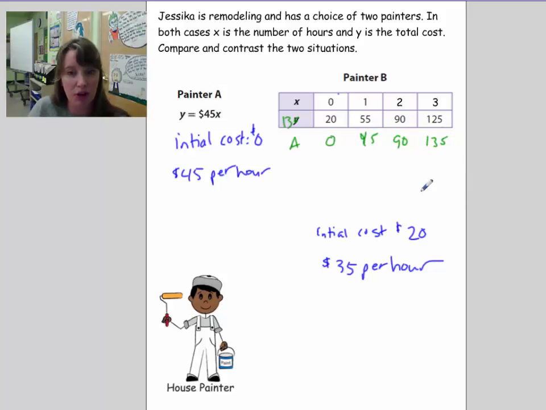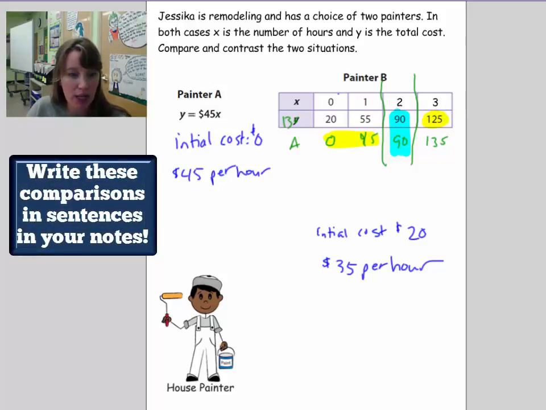So here you can see that up until hour number 1, if she only has an hour's worth of painting, it's cheaper for her to choose painter A. If she has 2 hours' worth of painting, they're both the same cost. If she has 3 hours of painting, it switches over to be cheaper for painter B. So at first, for the first hour, painter A is the choice. At the second hour, both of them are equal, and in the third hour, painter B is cheaper.